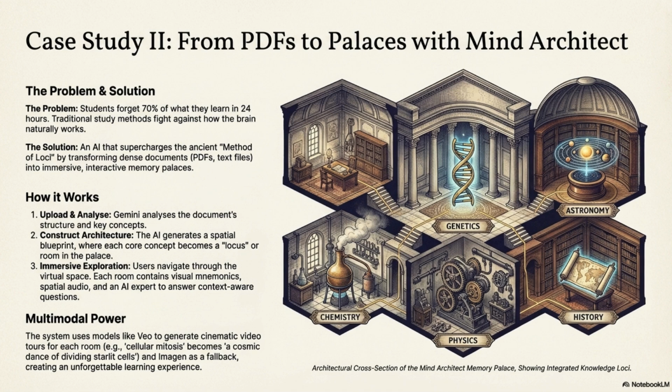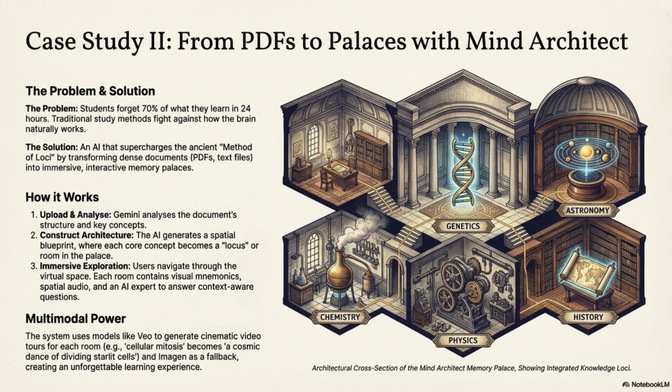Precisely. Now look at case study 2, Mind Architect, which applies this to improve human memory. The problem is simple. We forget. Students forget 70% of what they learn in 24 hours. And the solution uses the ancient method of loci, the memory palace. Right. Our brains are spatially specialized. We remember things better when they're linked to a location.